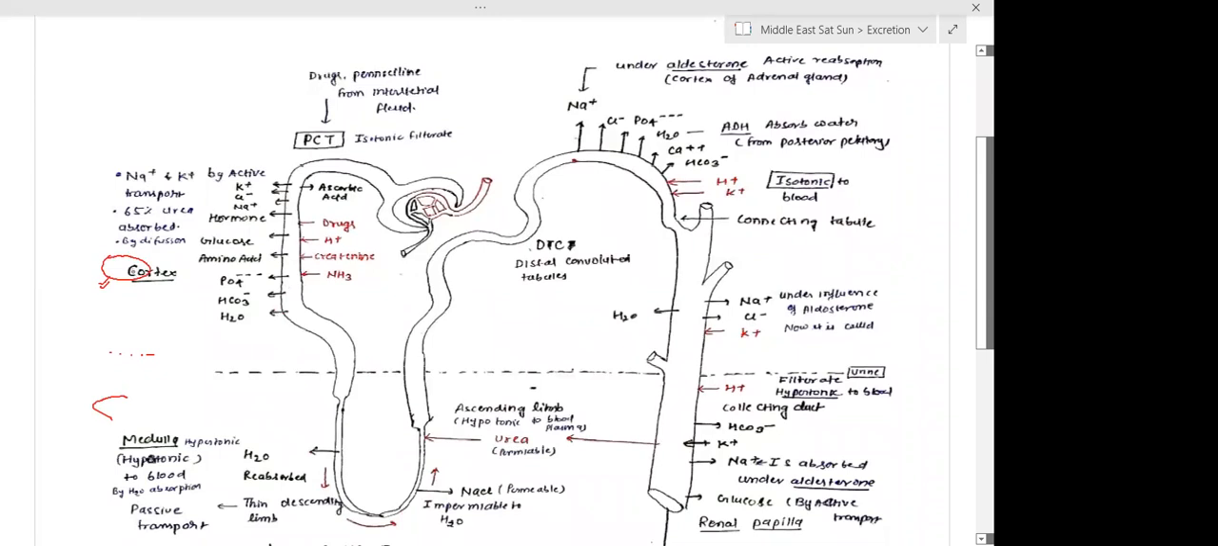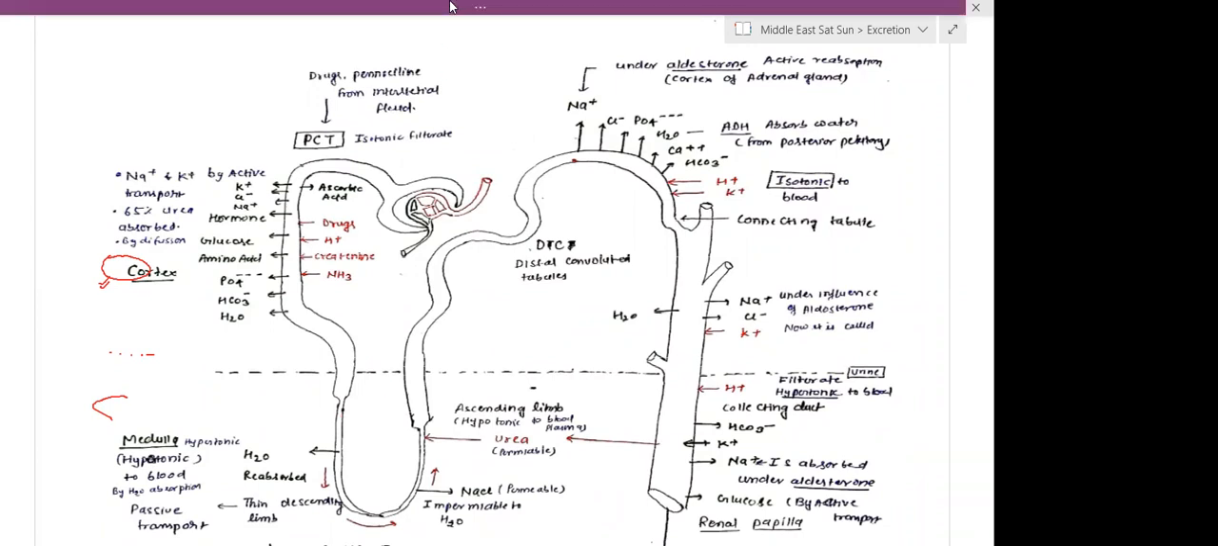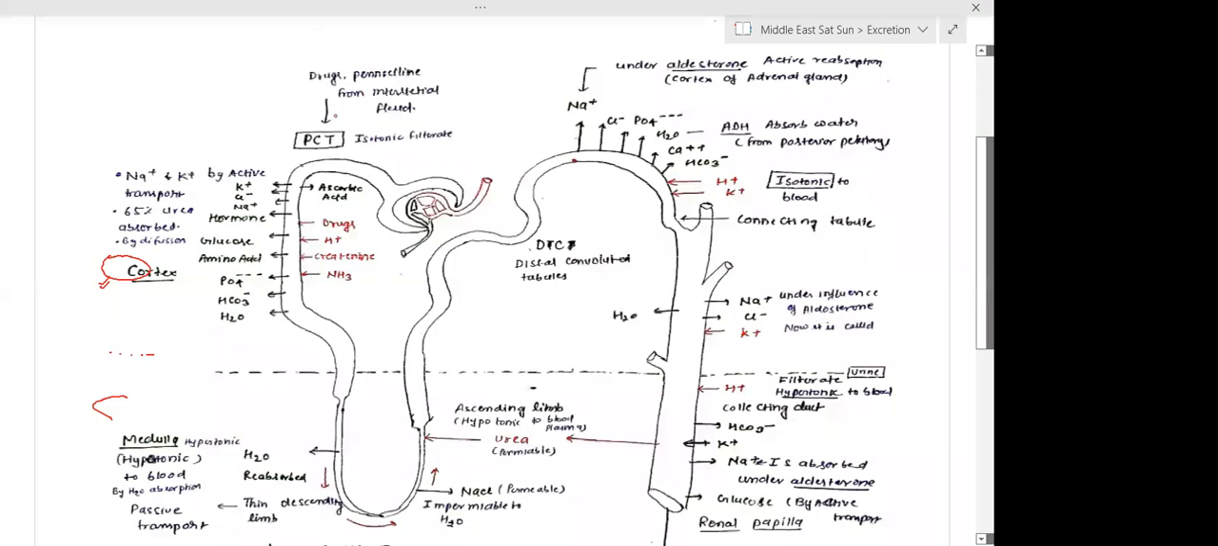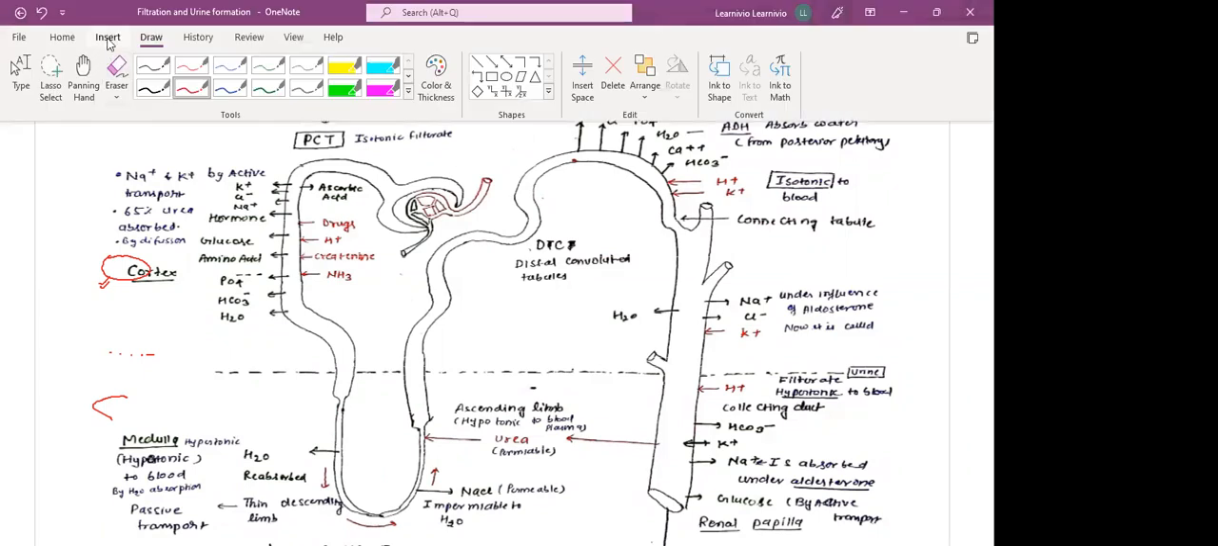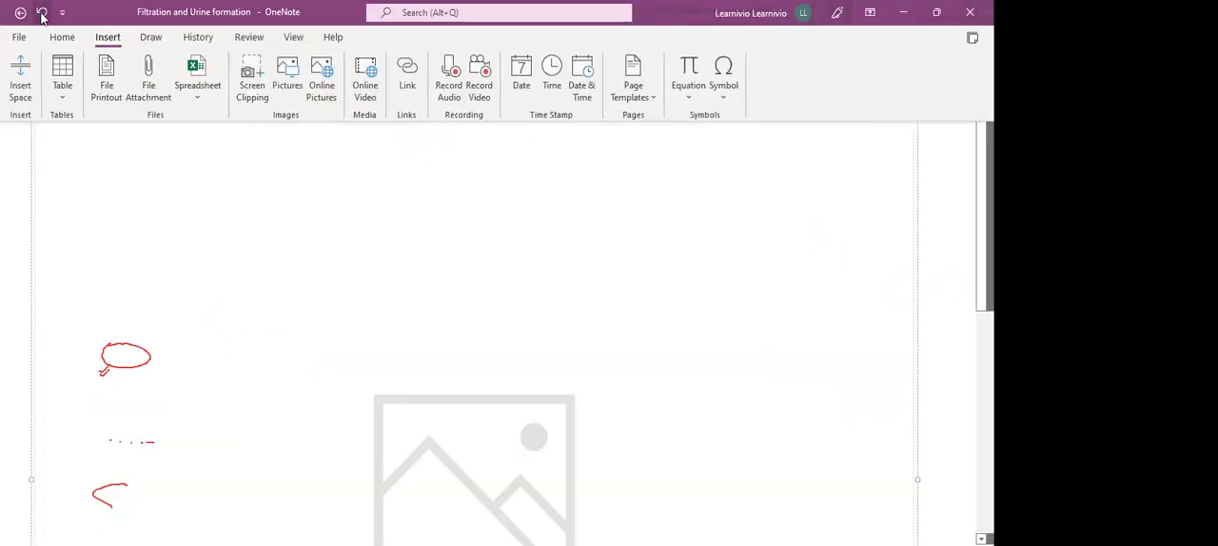This part will be in the cortex, and the part below will be in the medulla. In the cortex there will be two parts, PCT and DCT, and this connecting tubule. And in the lower part, the medulla, there will be the loop of Henle and the collecting duct, or urine duct.